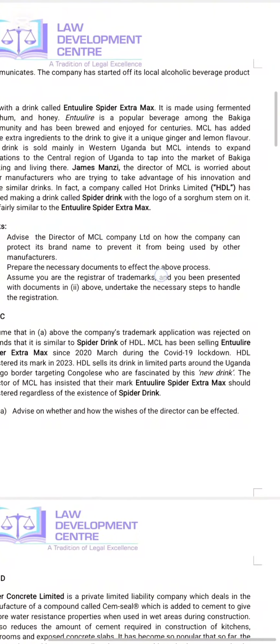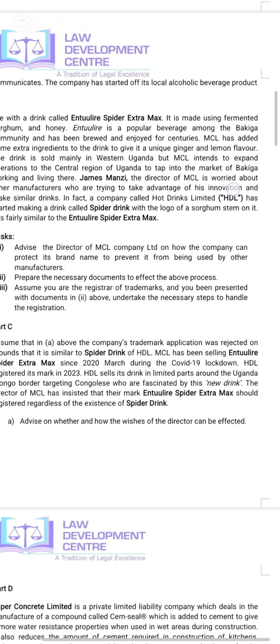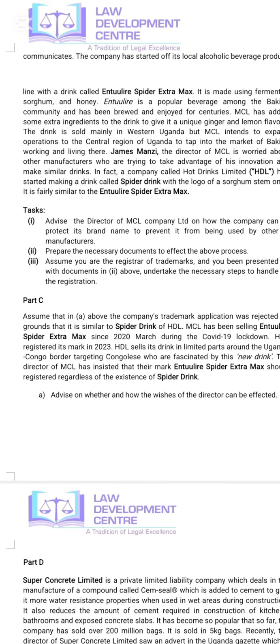So task 1: advise the director of MCL Company Limited on how the company can protect this brand name and prevent it from being used by other manufacturers. So basically here what you have to do is apply for registration under section 7 of the Act, application for registration. Then prepare the necessary documents for the above process. So it's a form. They give you the form for the application which you must fill in under that Act. The section is also read together with the regulations. They will give you the forms you have to fill.